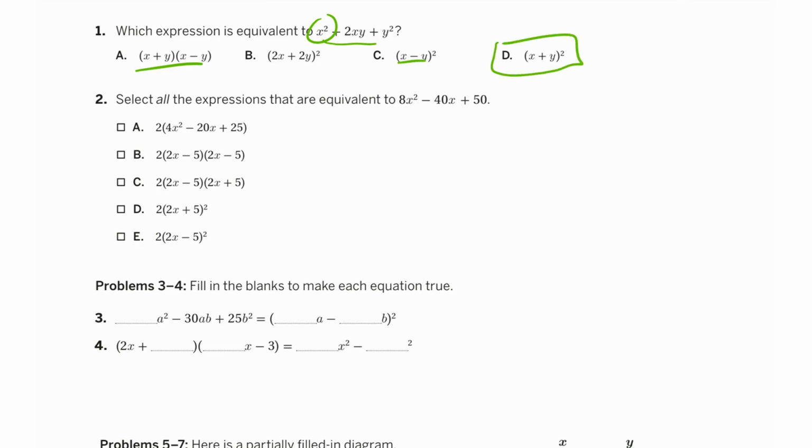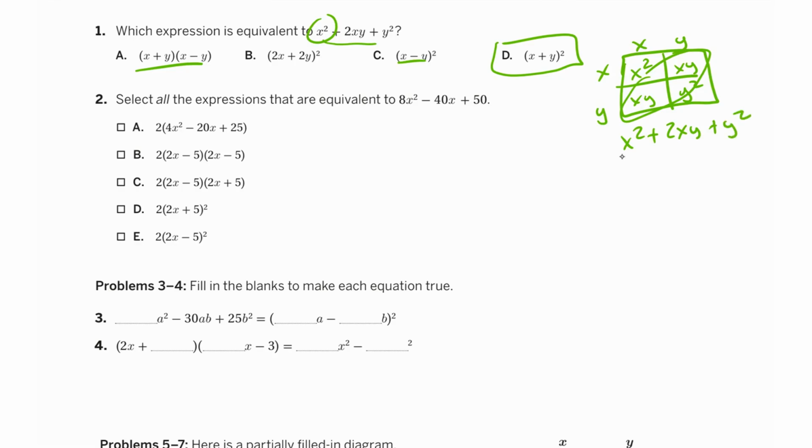So I know my answer is going to be D, but just to prove it, if I were to multiply this out, x times y, and then I get y squared. And then when I add everything together, I get x squared plus 2xy, because there's two of them, plus y squared, which is what we originally started with.